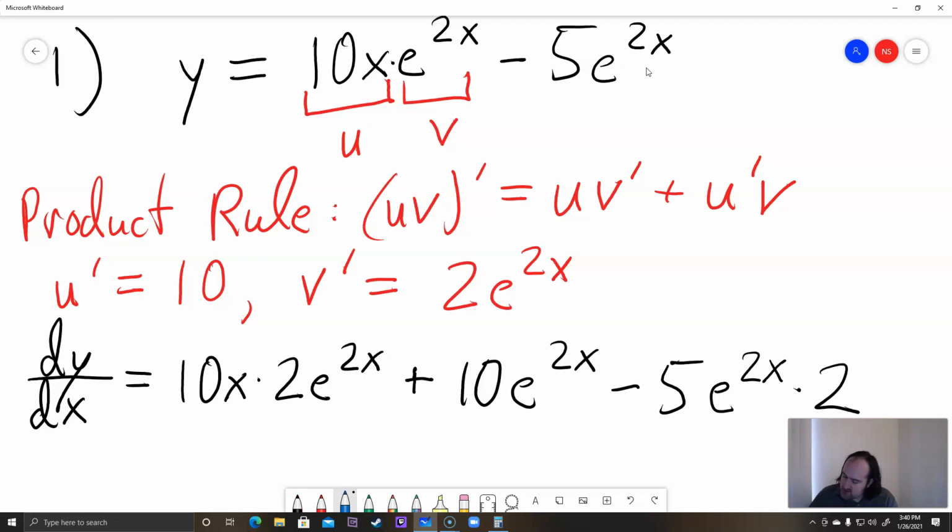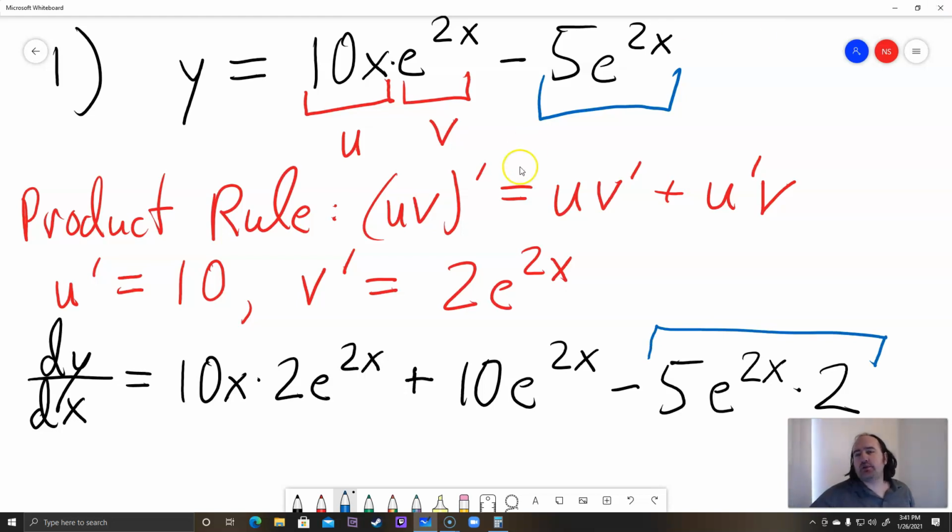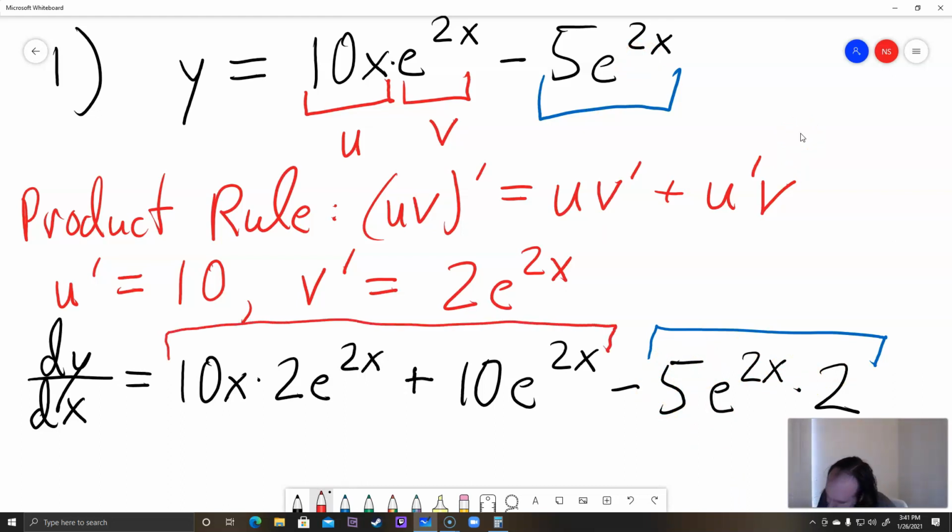So this part I just did here didn't use the product rule. This is the second term here. That's what we're working on. So that part in blue, the negative 5e to the 2x, that's what I wrote down here. Whereas in red here, this is the product rule. Okay? And then we can simplify this a little bit. So this is our derivative, but we want to go ahead and multiply things out and combine like terms.